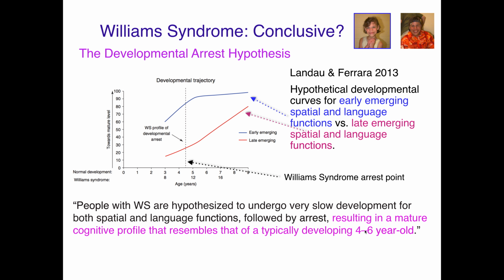And so the result is that you have a cognitive profile for both spatial and language functions that resembles that of a typically developing 4 to 6 year old, right? Somewhere around in this area is where the arrest happens cognitively. And again, because people with Williams syndrome have a slower timeline, their arrest may, age-wise, occur at 10 or 12, right? Around this point. But they will never progress past this level of knowledge. The development has been arrested at this point in knowledge. And that is the developmental arrest hypothesis, which at the moment seems to be a pretty good way to explain the kinds of cognitive things that Williams syndrome folks can do and the ones that they can't do.